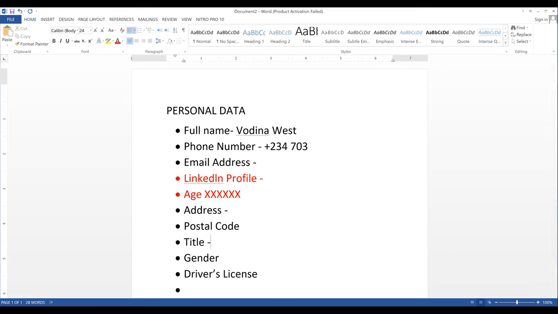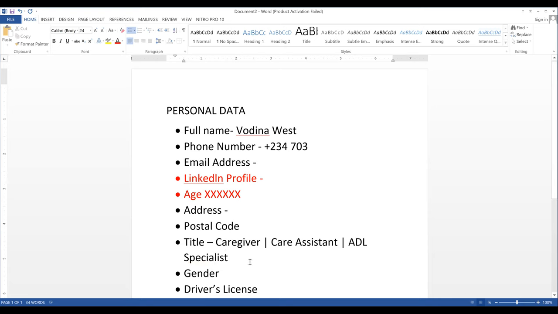Now, title. Remember the 6 seconds rule. In 6 seconds, the HR unit should be able to see something catchy, something attractive. So under your title, you now put maybe 2, 3, 4 titles you have been for the past 5 years. So for caregivers, your title could be caregiver / care assistant / ADL specialist, things that will catch the attention of the person that is going through your profile.